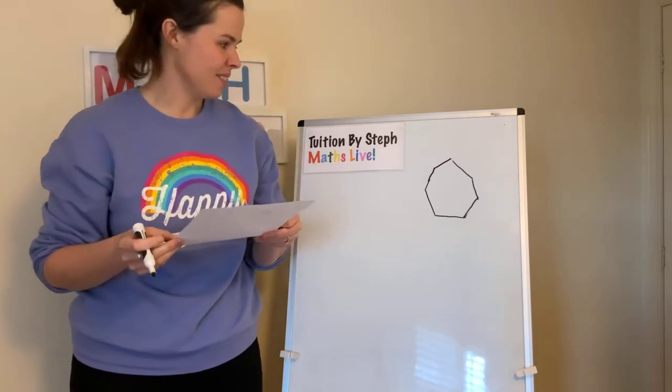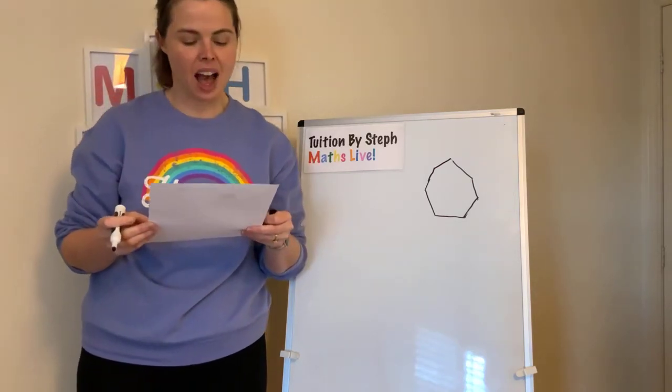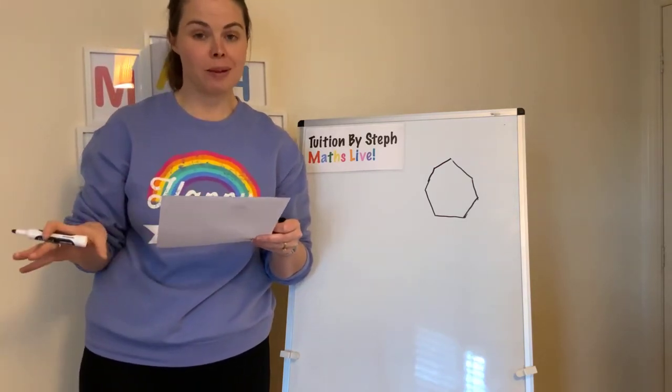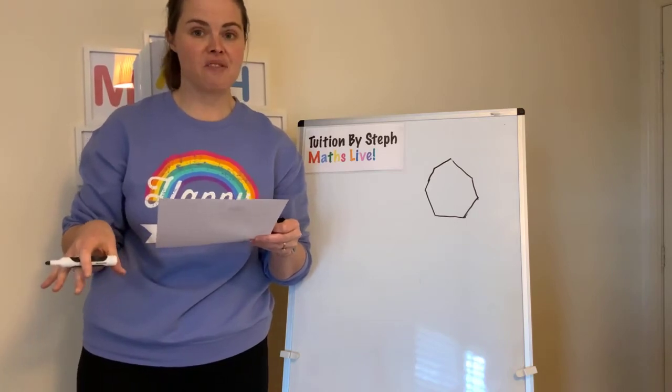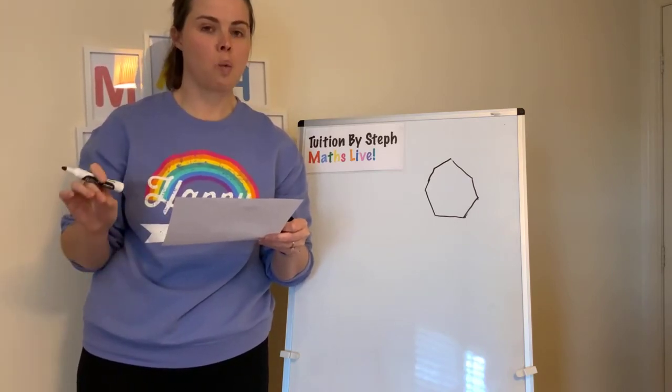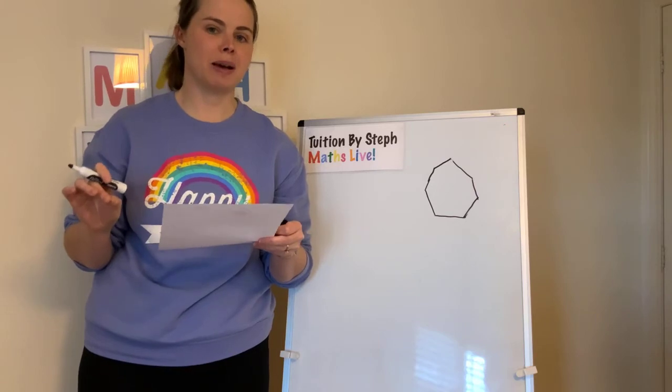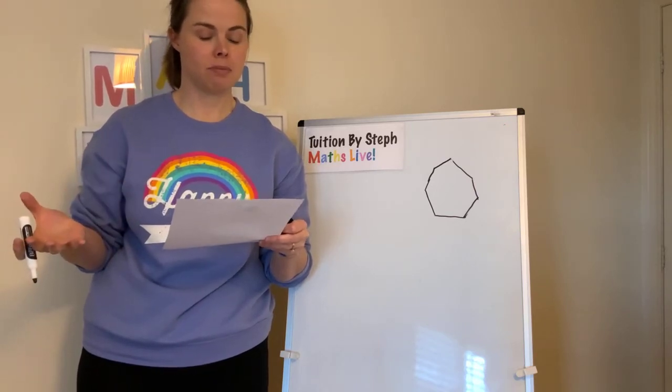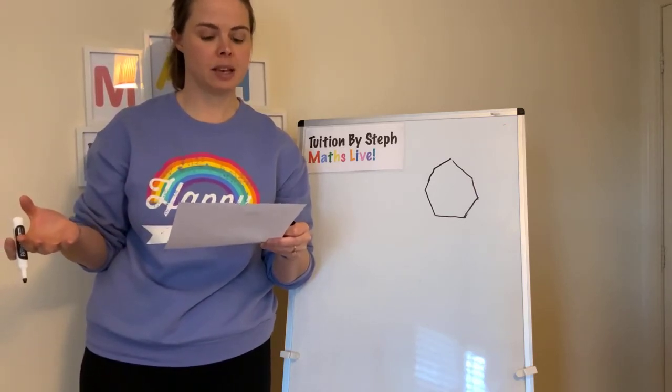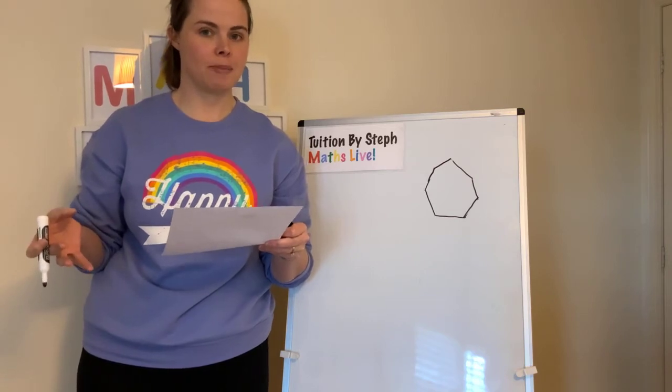Question 3. So I'm a shape. I have 3 vertices. Which 2D shape am I? So I'm a shape. I have 3 vertices. Which 2D shape am I?